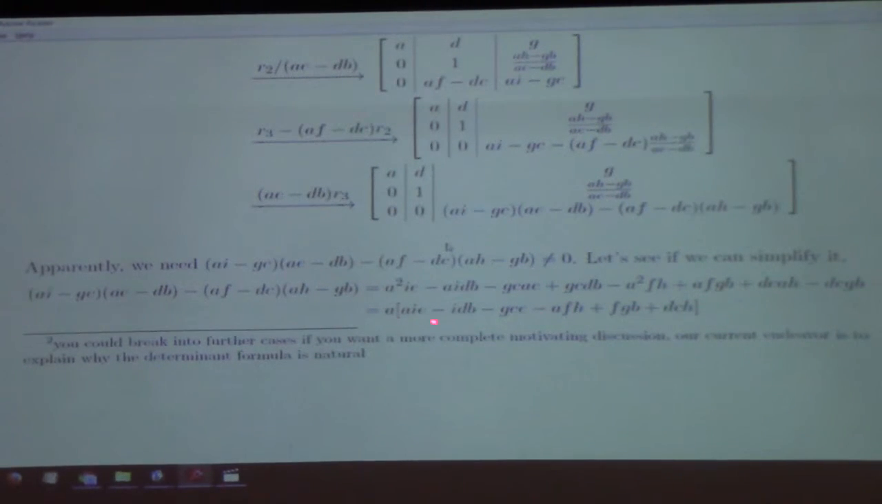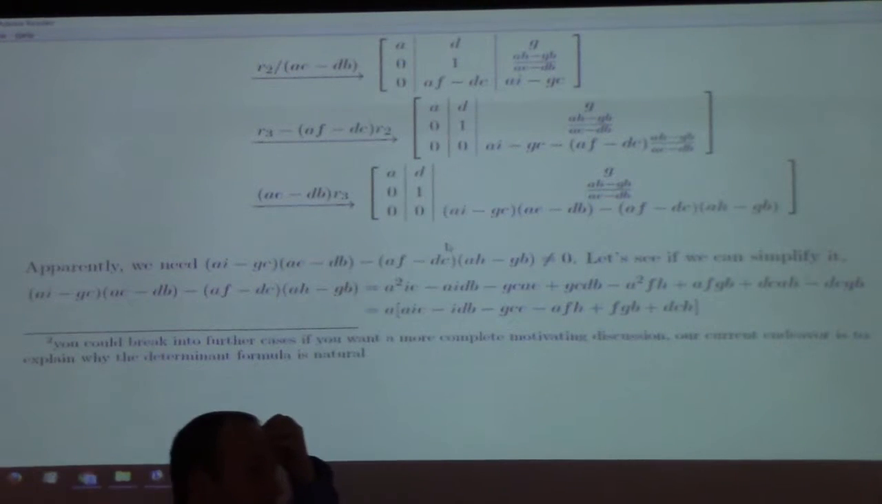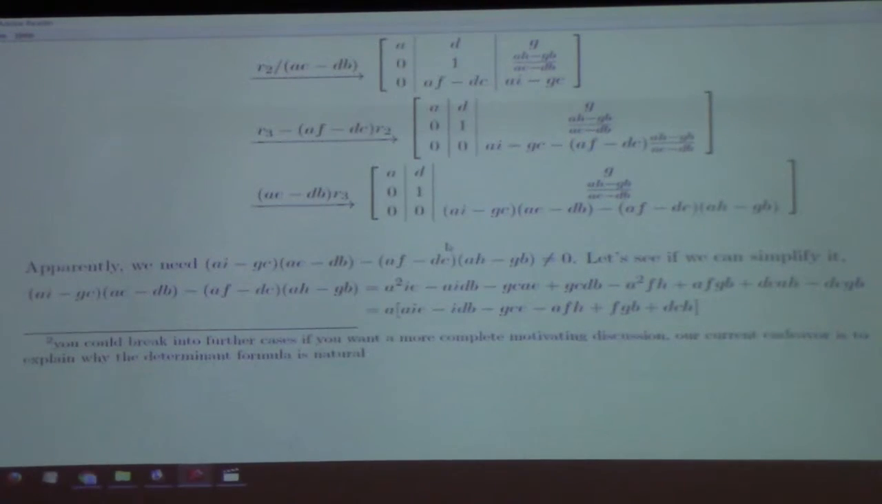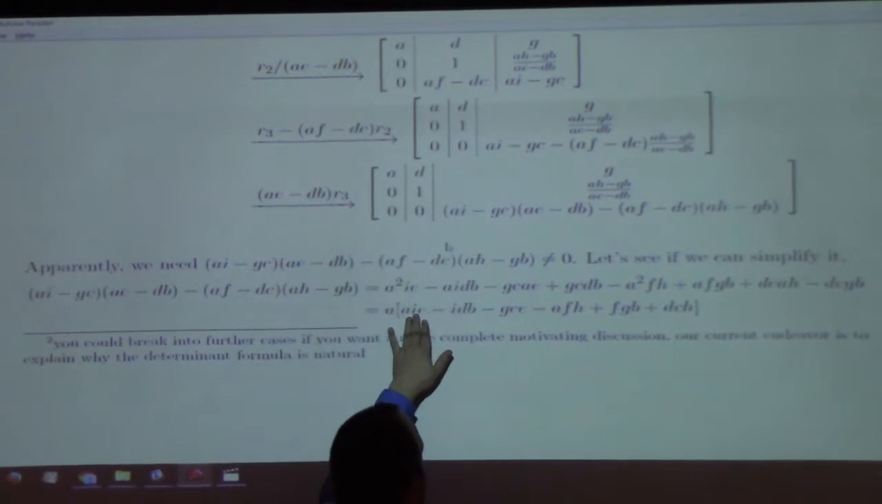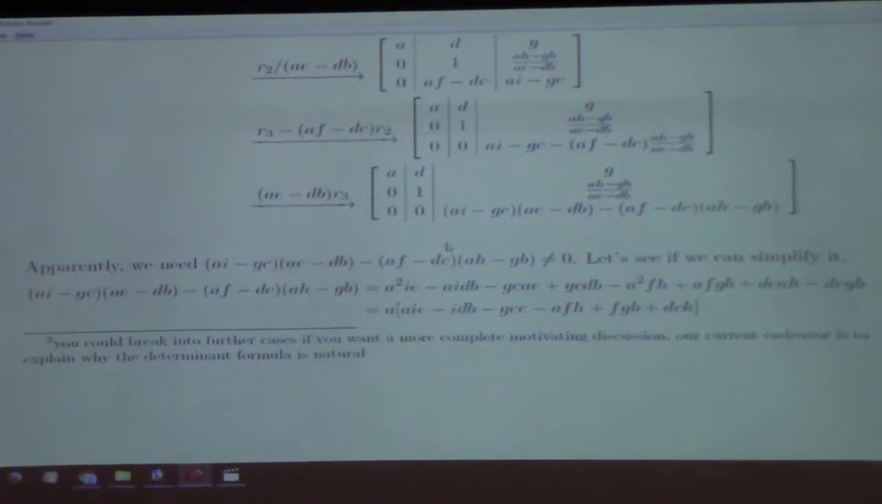So in order for this thing to be non-zero, which is what I need, right? If this is non-zero, then I can rescale the last row to 1. So for that to be non-zero, I either need that this is non-zero or A is non-zero. I've already assumed A is non-zero, so that's out. So it suffices then for these 6 terms added together and subtracted to be non-zero. And that, in fact, folks, is the determinant of the 3 by 3 matrix.